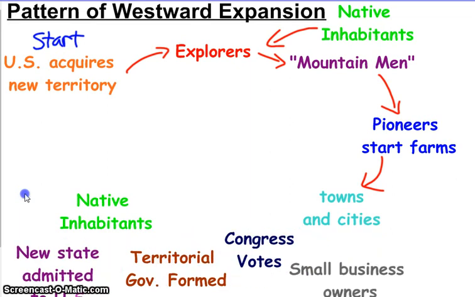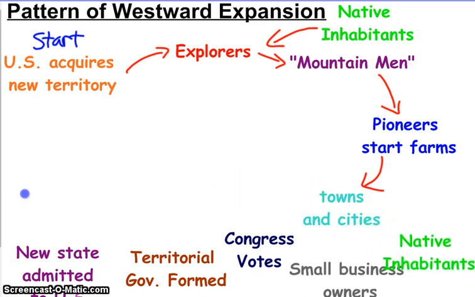And what happens is that the Native Americans, who have been a part of everything so far, are kicked out. Basically, the white Americans say, we don't have room for you anymore. We don't want you around. So the Native Americans are sent out and forced to go and live on reservations.